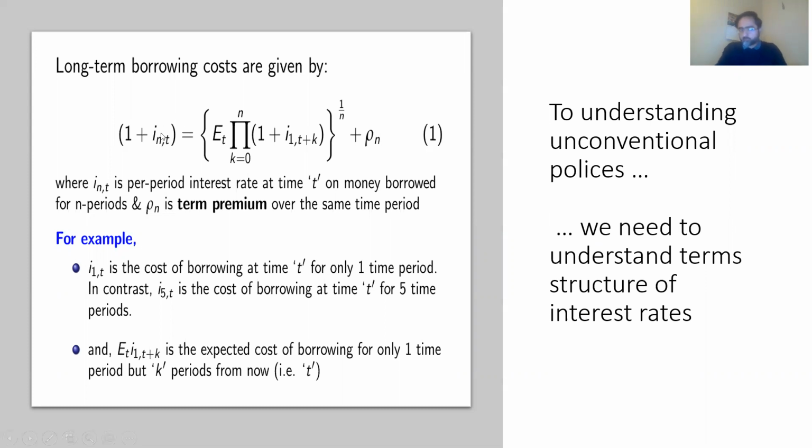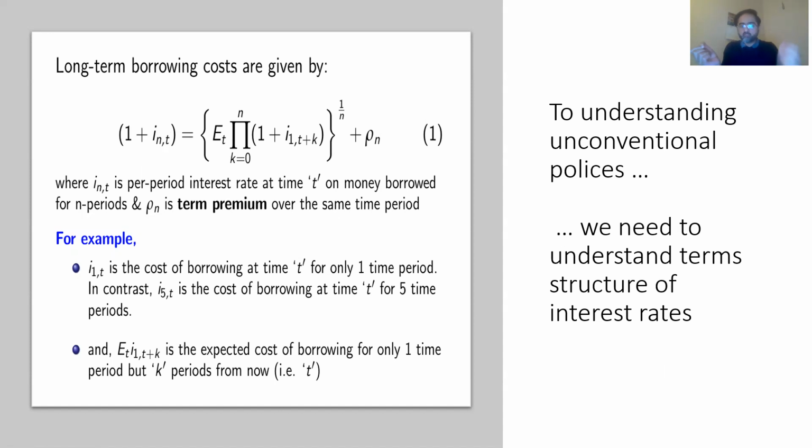Now let's look at this. What is this? What is the term structure of interest rate? So before we make sense of the equation, let's look at this variable here. This is INT, and this is essentially the interest rate at time t on an n period bond.